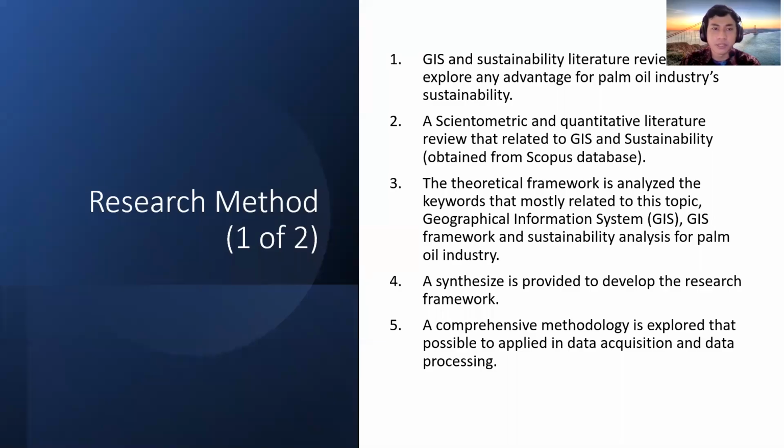The research method for this research is, first, a GIS and sustainability literature review, exploring any advantage for palm oil industry sustainability. Second, a scientometric and quantitative literature review related to GIS and sustainability, obtained from the Scopus database. Third, the theoretical framework analyzes the keywords that are mostly related to this topic: Geographical Information System or GIS, GIS framework, and sustainability analysis for palm oil industry. Number four, a synthesis is provided to develop the research framework. And finally, a comprehensive methodology is explored that is possible to apply in data acquisition and data processing.